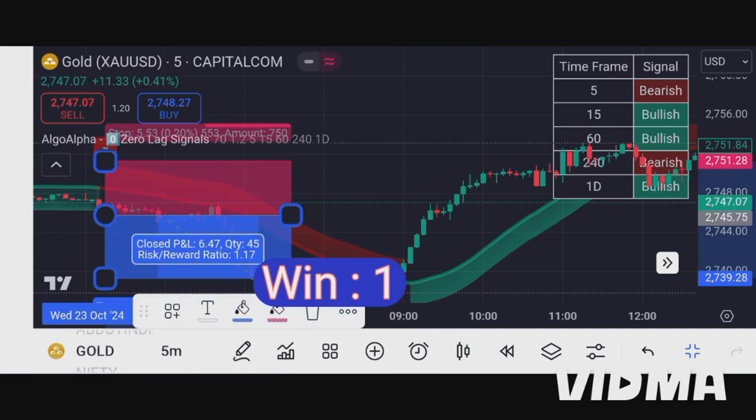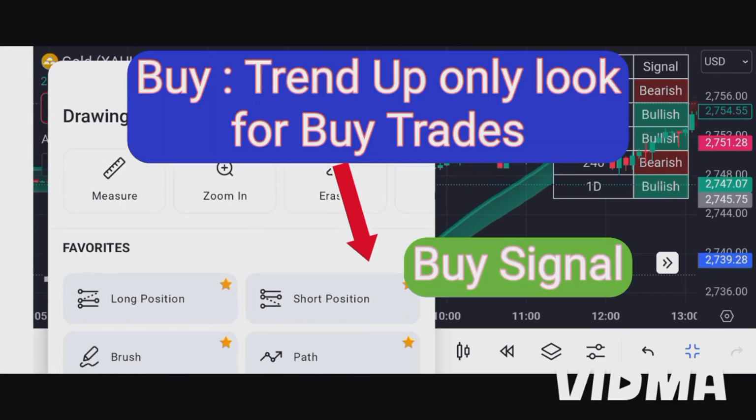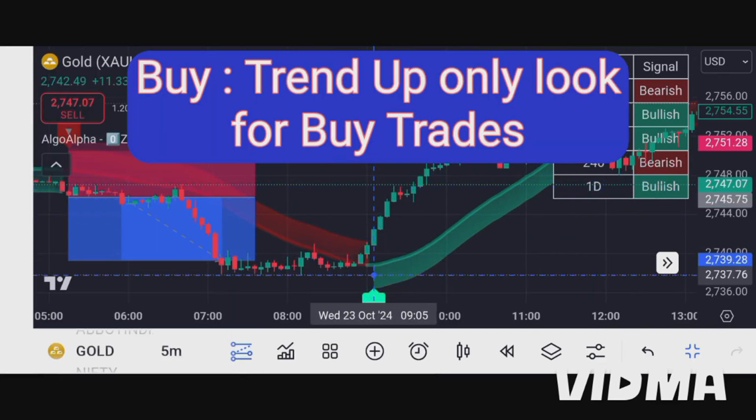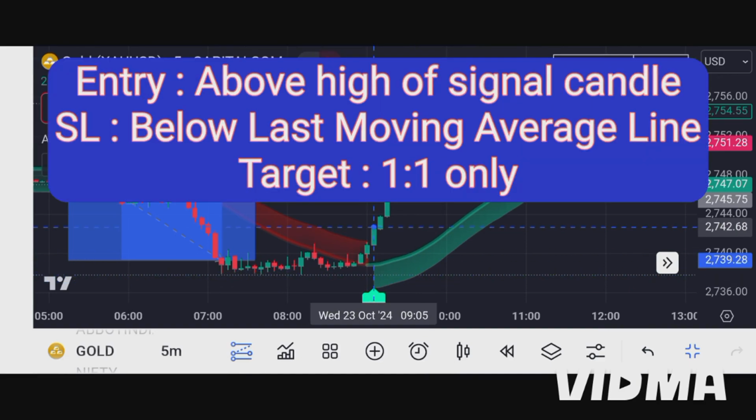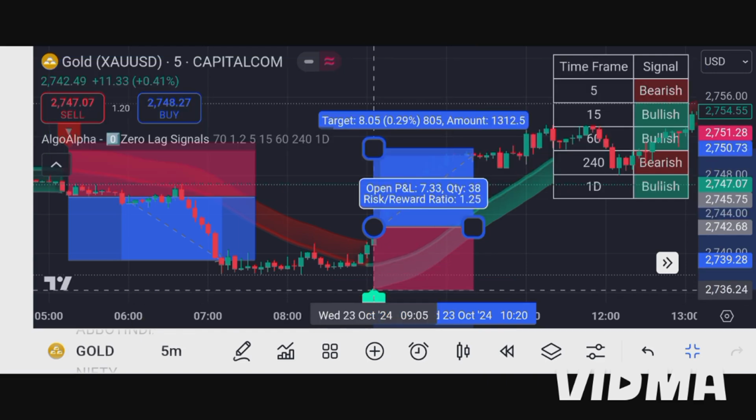First win. Buy means trend up, only look for buy trades. Buy signal. Entry above the high of the signal candle, SL below the last moving average line, target 1-to-1 risk reward.